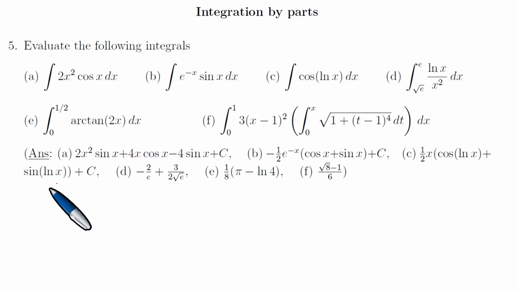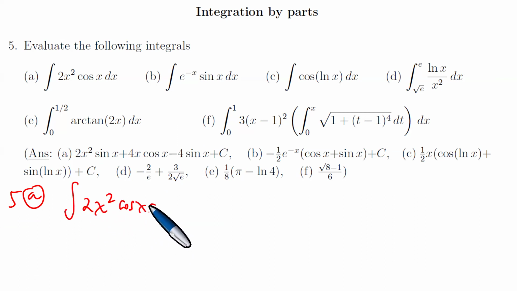Now we can always do without uv and so on. So now to find the integral of 2x squared cosine x dx, you do what? You check these two things.